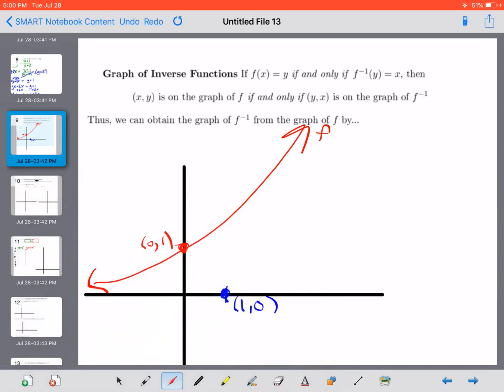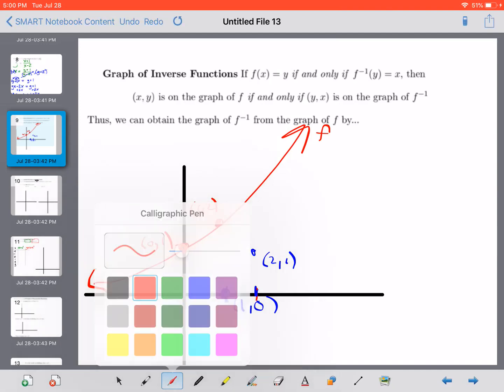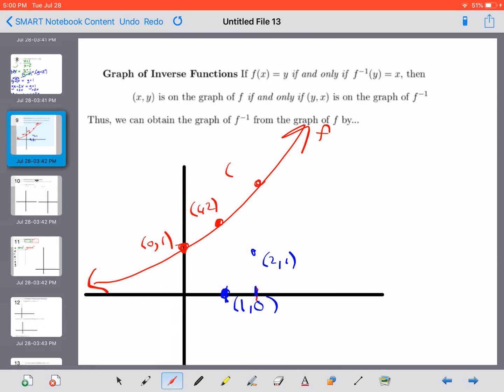Similarly, let's say we had a point here at 1, comma 2. That means we'd have to have a point at 2, comma 1 for the inverse function, because we can swap the coordinates. Alright, and if, let's say, this here was point 2, comma 4 on the graph of f, that means we would have to have a point at 4, comma 2. Put it in blue, on the graph of f inverse. Okay, and so we end up getting this new function that looks roughly like this.